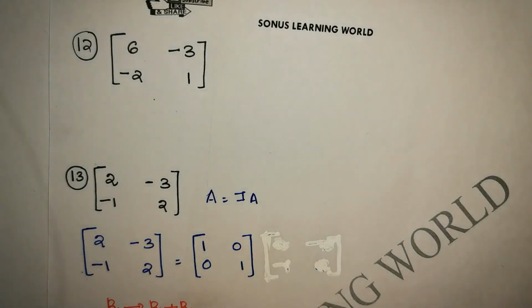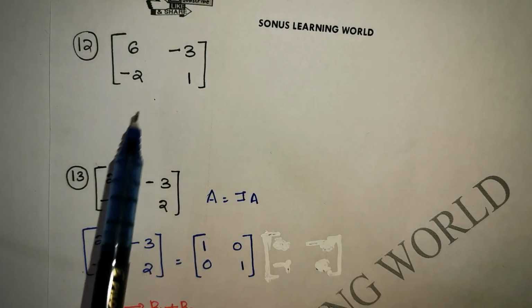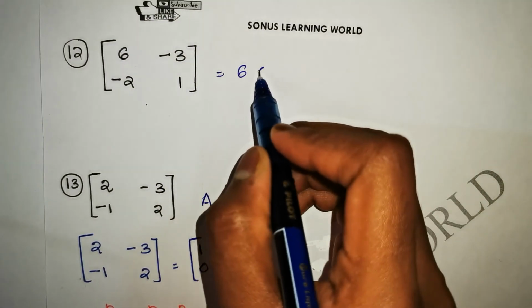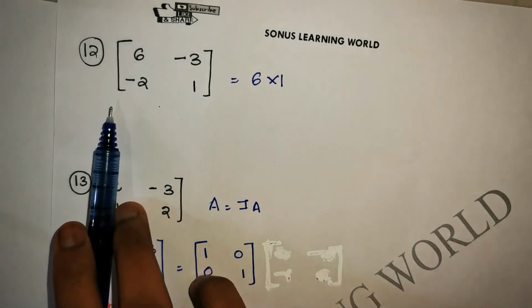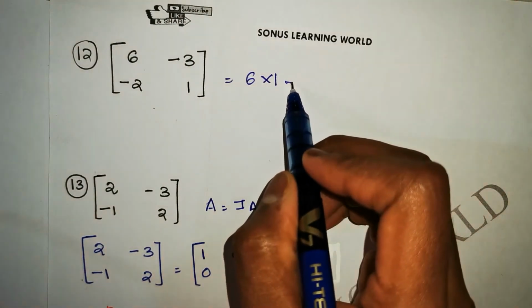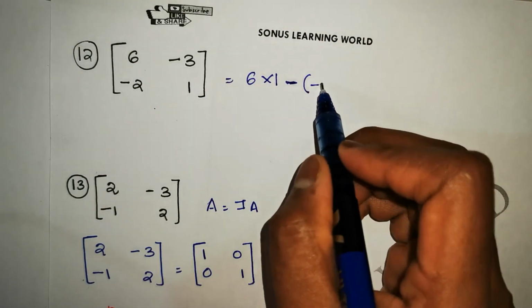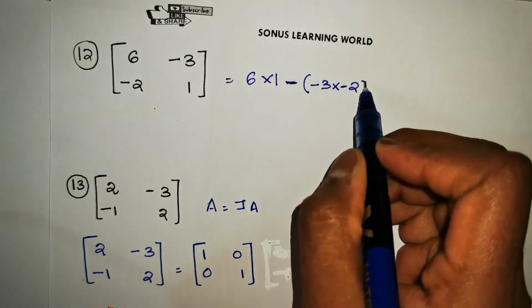Okay, students. So before doing A inverse, just find whether A inverse exists or not. Okay, for this particular matrix there is no A inverse. So if you try to find it also, you won't be able to do that. Okay, students. So here I am going to cross multiply. That is equal to 6 into 1 minus what? Minus 3 into minus 2.